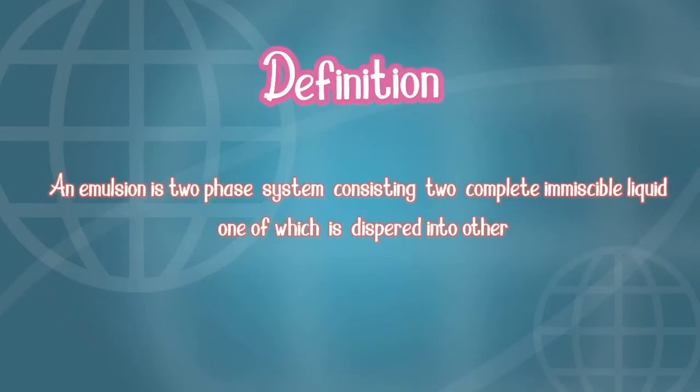An emulsion is a two-phase system consisting of two completely immiscible liquids, one of which is dispersed into another. For example, when oil and water are added together, they form two distinct layers. This is because they are immiscible with one another. When we shake these two liquids vigorously, after some time there are tiny oil droplets dispersed through the water. This is an emulsion.